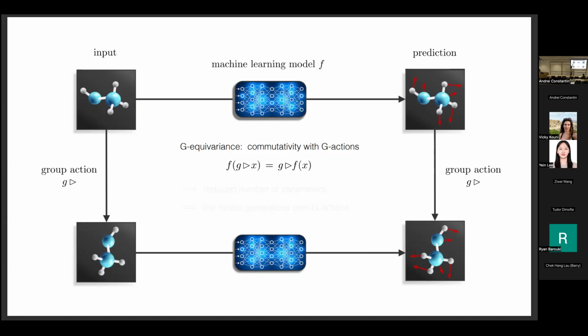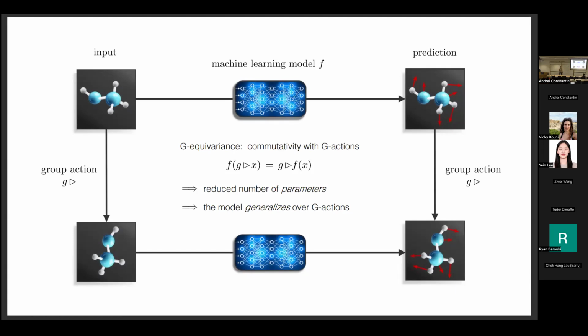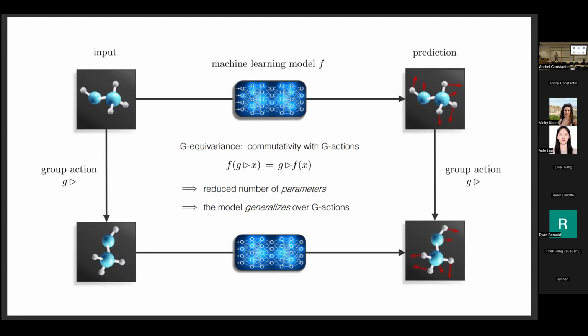So if you take your input, you act with G and then send it through your network, it should be the same as first sending your non-transformed input through the network and then transforming your output. So you always have such commutative diagrams if you're talking about equivariance. And this has two immediate implications. The first one is that the number of parameters of your model is reduced since you have some constraint, so they become easier to train.